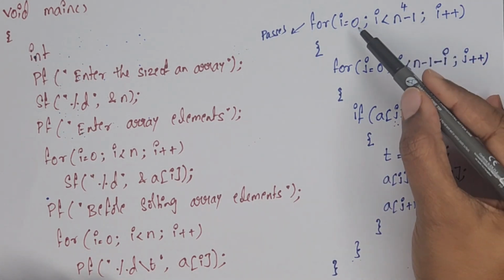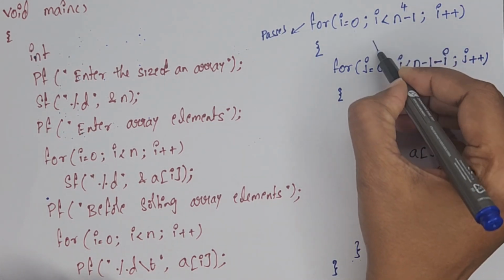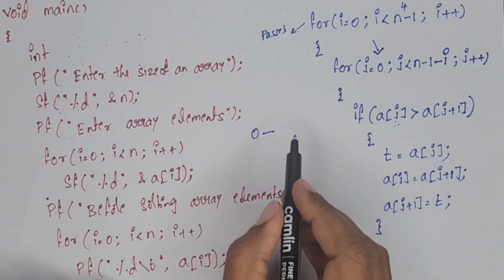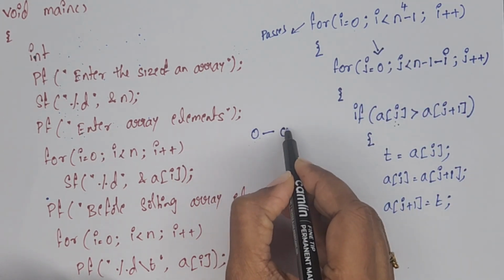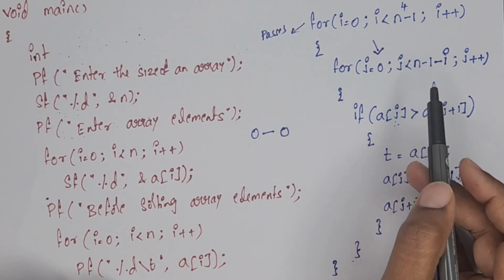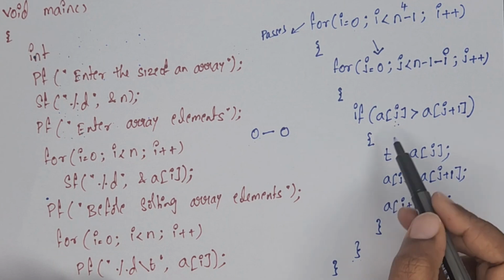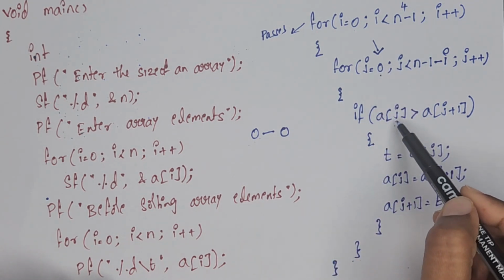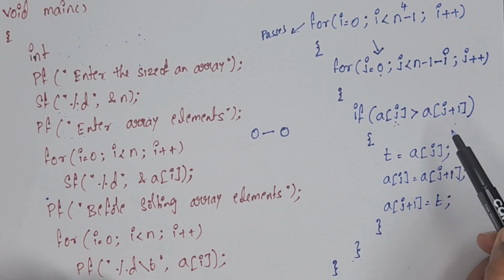See, initially i is 0, it will enter into j loop. So now j starts with 0. 0 is less than 4, condition is true. So it will compare like this. When j value is 0, it will compare 0th and first element.